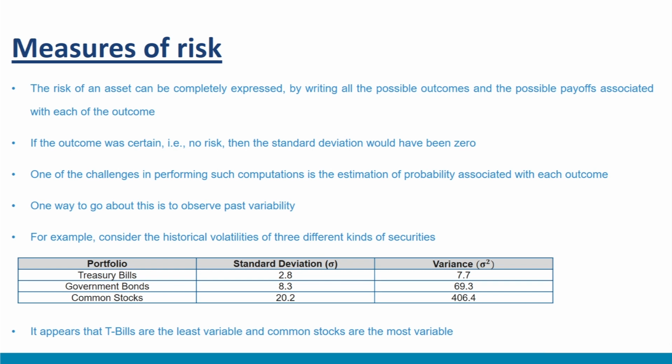For example, consider the historical volatilities of 3 different kinds of securities as observed over the period 1900 to 2008, as shown here in the table. Treasury bills 2.8% standard deviation, government bonds 8.3% standard deviation, common stocks 20.2% standard deviation. It appears that T-bills are the least variable and common stocks are the most variable. There is no reason to believe that this variability will remain the same in future. Still though, it is an important indicator.